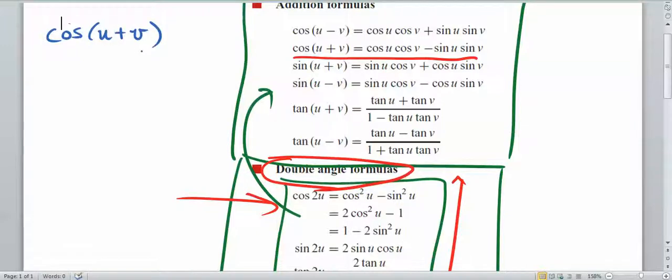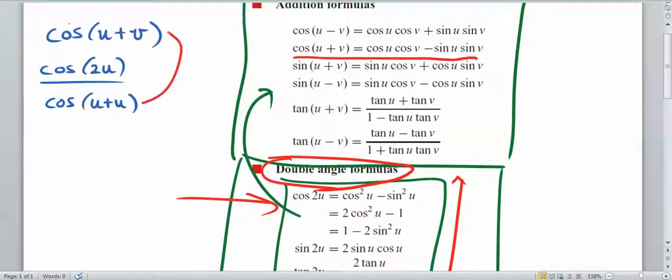Well, if I was to say that we wanted cos of 2u, how could we write that? Cos of 2u, well, we could say that cos of 2u is the same as u plus u, isn't it? Okay, now cos of u plus u, that looks sort of similar. It sort of looks like up here, doesn't it? So I'm going to use this property here, and instead of this v, I'm going to replace it with a u.